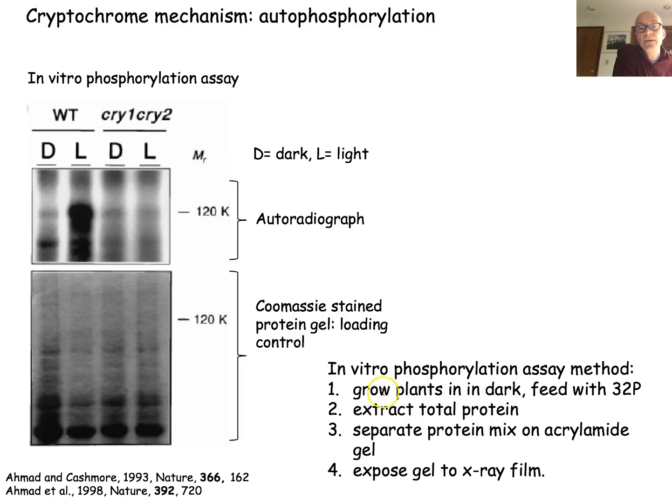Everything in the plant, after growing them in the dark, doesn't matter that it's dark, but in this case, it does matter because it's a light receptor. So they were growing them, they were feeding them with this radio label. All the proteins will now be radio-labeled, and if you run them on a gel, on a polyacrylamide gel, you would be able to now see all those proteins after exposing that to a film. It's called an autoradiograph, a radioactive photograph, essentially.